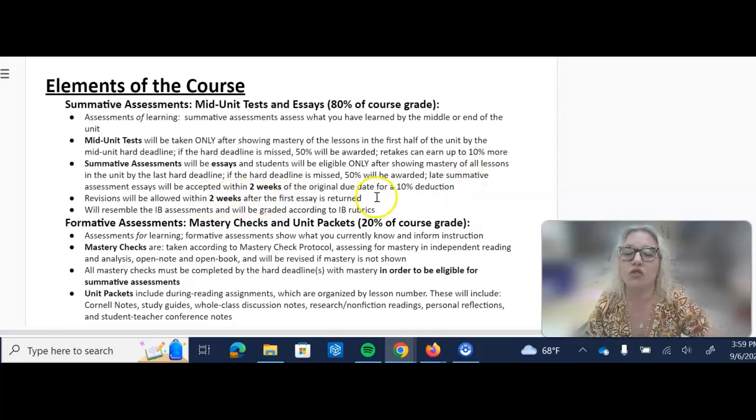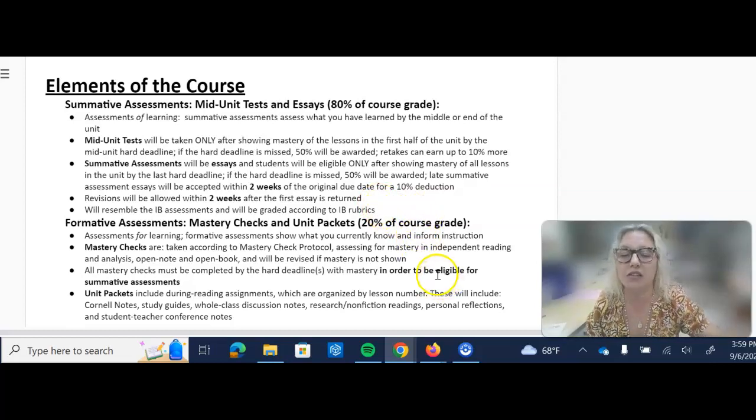Revisions will be allowed within 2 weeks after the essay is returned, and you can score as high as you want on those revisions of the essays. If you want to do a retake for the mid-unit summative, those can earn you up to 10% more on that summative assessment. But the essay revisions are different. You can score as high as your paper allows. And they'll resemble the IB assessments and will be graded according to IB rubrics.